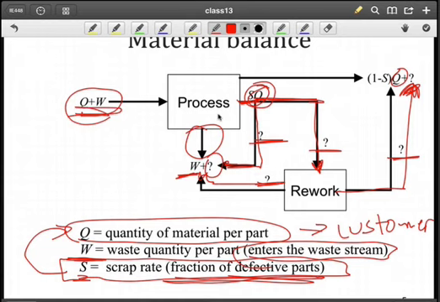We know we have W because we are throwing away material potentially. Now, of course, W could be 0 depending upon the process. And here we know we have 1 minus S, which represents good parts, times Q in terms of material. And then the question mark here refers to how much additional material or additional parts are passing through rework and will be added to our work in process. So this is basic material balance. Of course, it's a zero-sum game. Everything has to add up. Otherwise, material is disappearing.